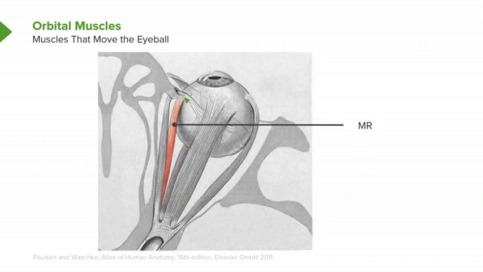Here is our medial rectus on the medial side of the orbit, attaching to the medial aspect of the eyeball at this particular point. And then your lateral rectus is shown here on the lateral side of the orbit, and it is attaching to the lateral aspect of the eyeball at this particular point.